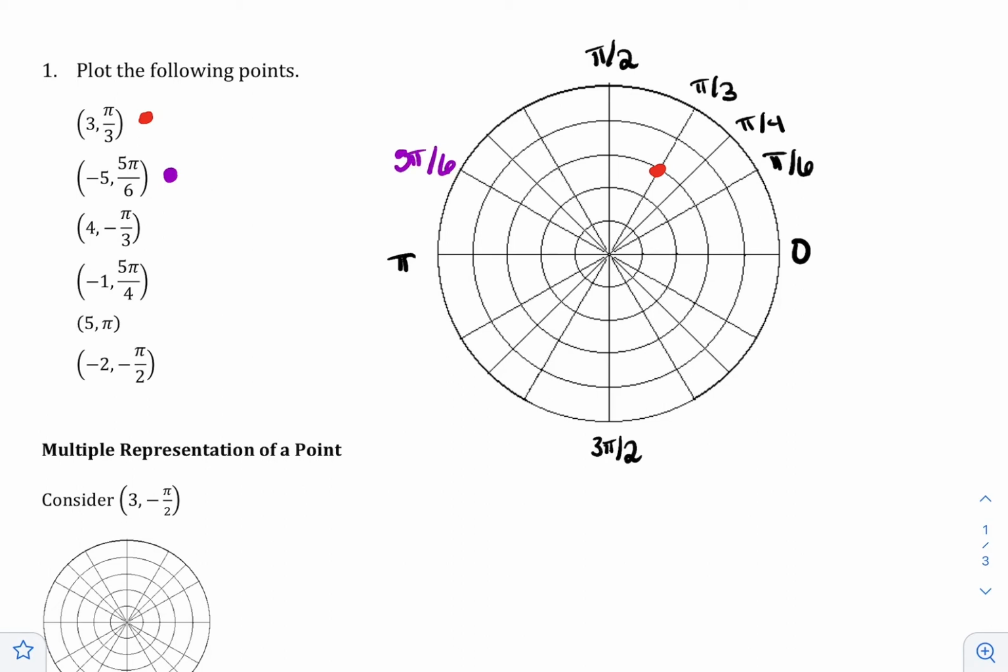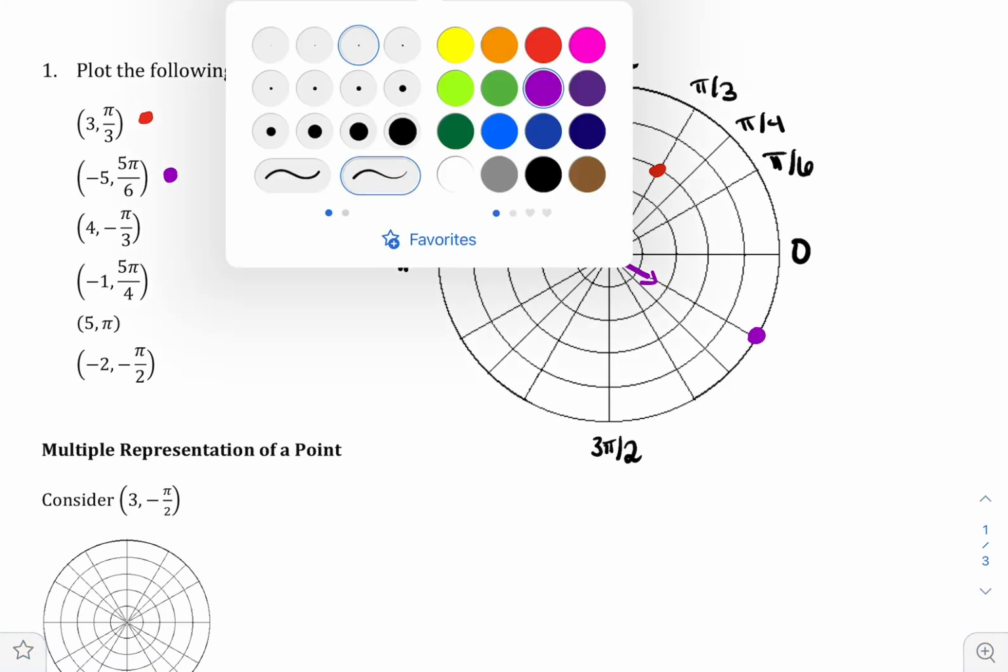But when the r is negative, what that means is that instead of counting 5 towards 5 pi over 6, you count 5 in the opposite direction. So you count 5 in the line across from it. So 1, 2, 3, 4, 5 would put us right here. So that's what r being negative means. Think about you walking forwards and you walking backwards. So you go to the angle, and if the r is positive, you walk forward. And if the r is negative, you walk backwards, if that helps.